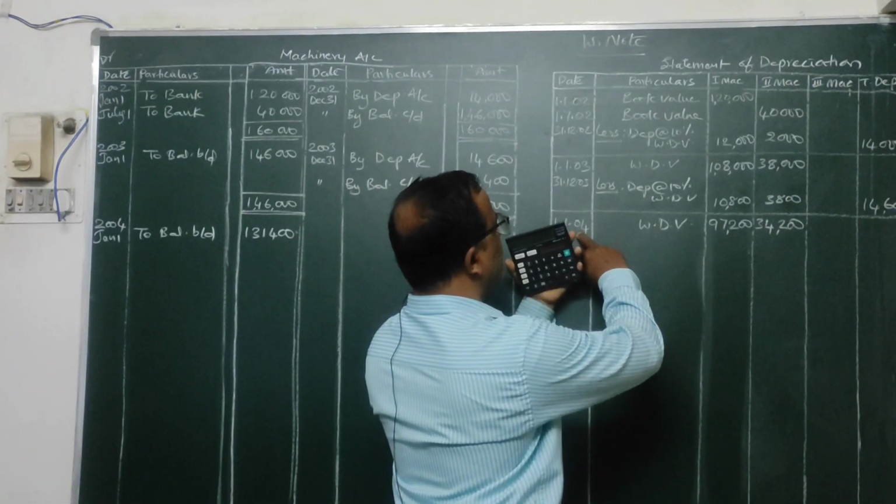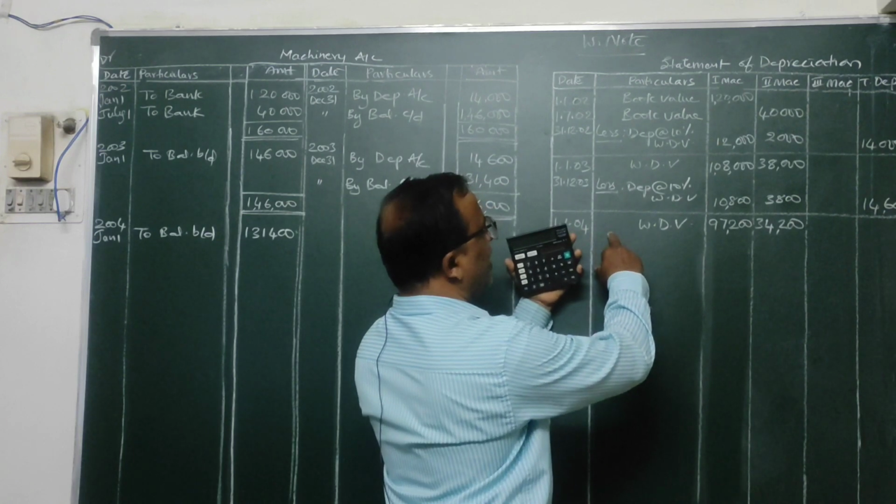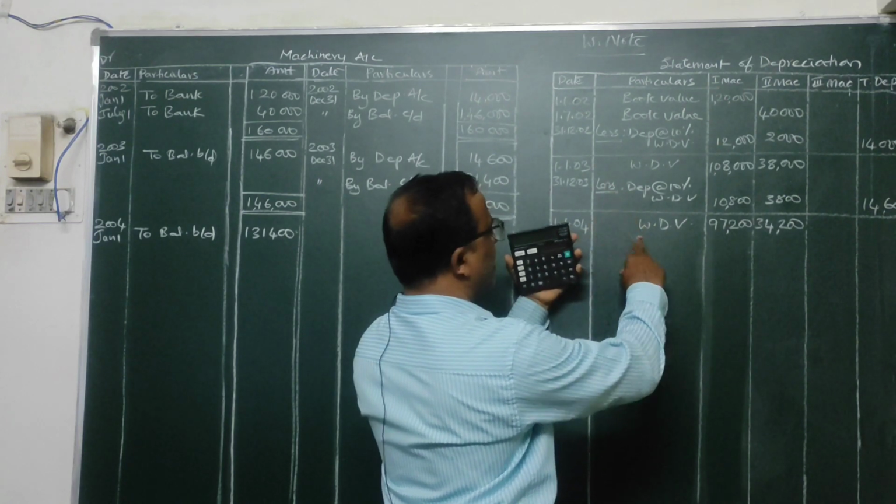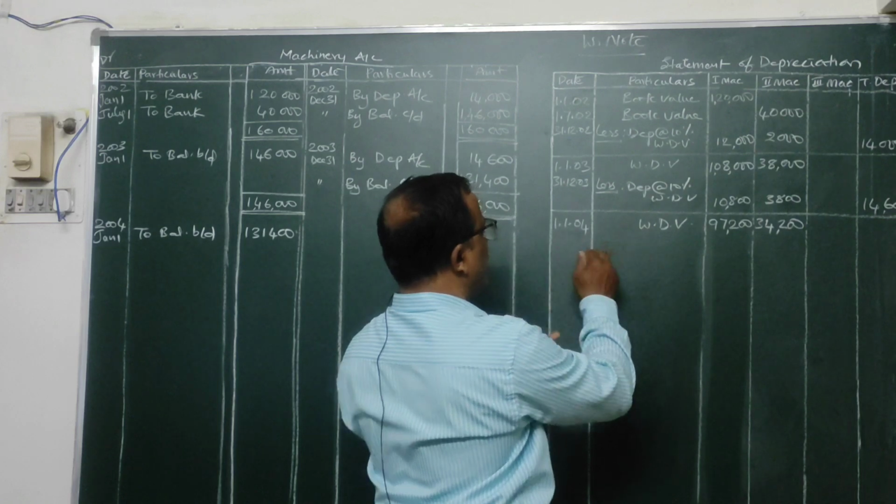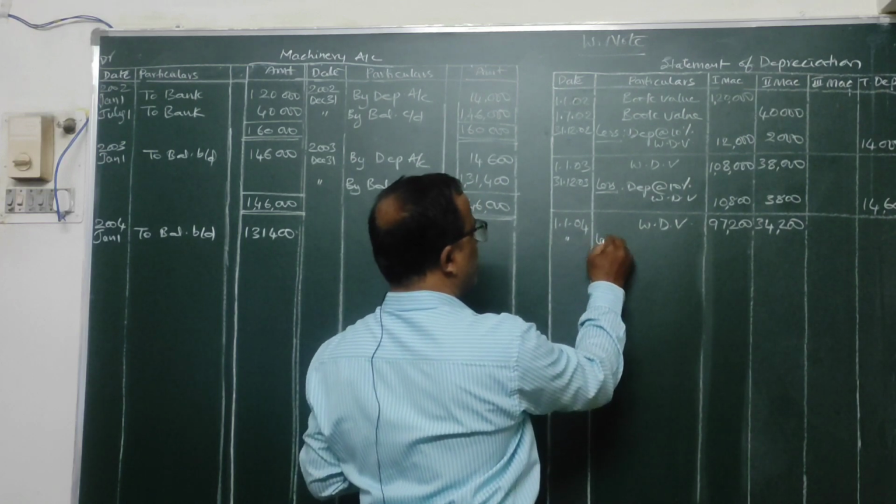Okay, that means on the same day when it is being sold, at the beginning of this year only, when it has been sold in this year, not even one day he has used it. On the same day he has sold it. So there is no scope of any depreciation here. So on the same day he has sold it. So what you will write?